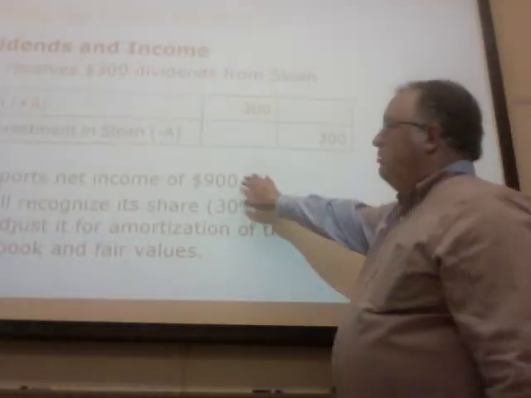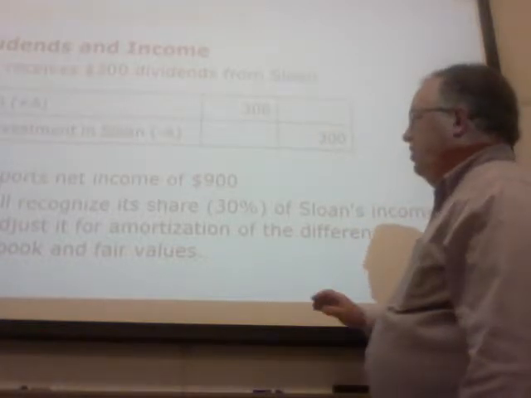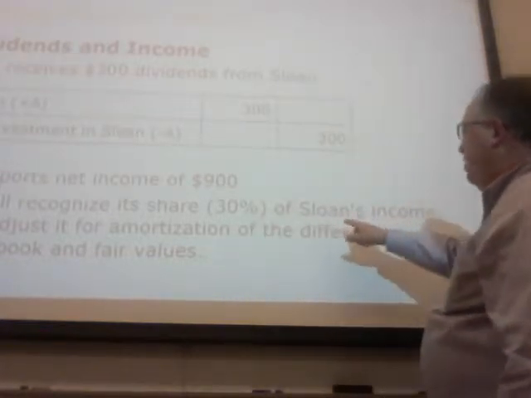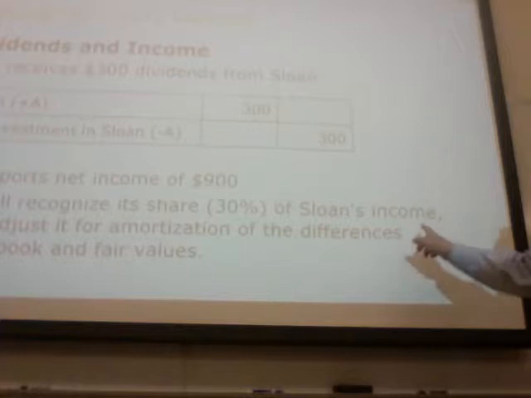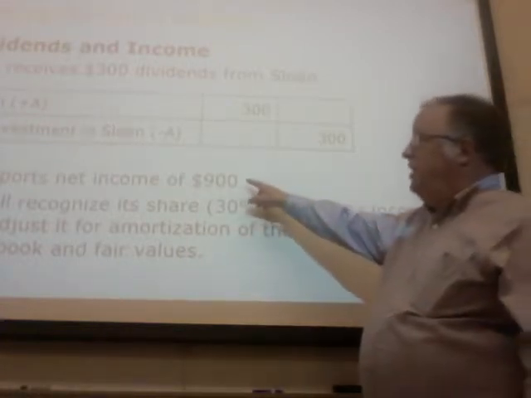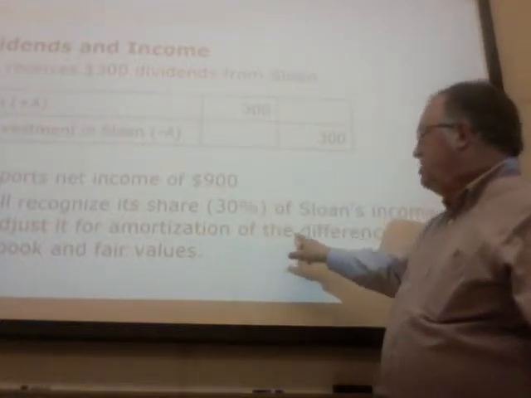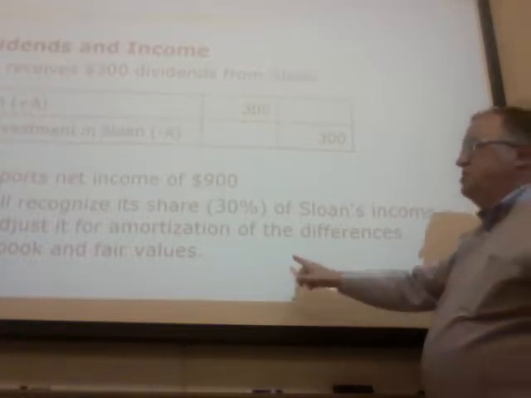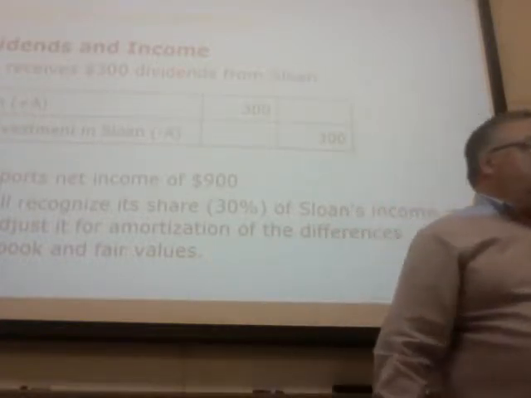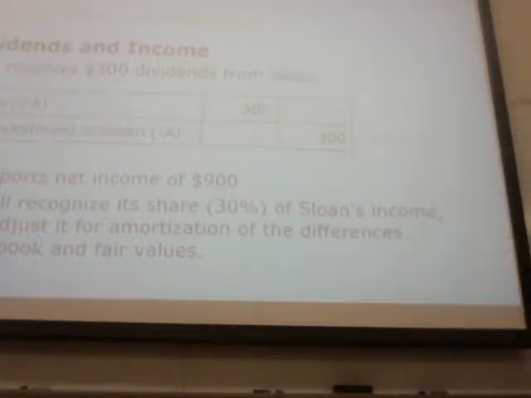Okay, then Sloan's going to report income for the year of $900. Payne's going to recognize its share, 30% of Sloan's income. So we'll start out with $300, but we're going to adjust that for amortization of the differences between book and fair values. So we're not going to really take in the $300.